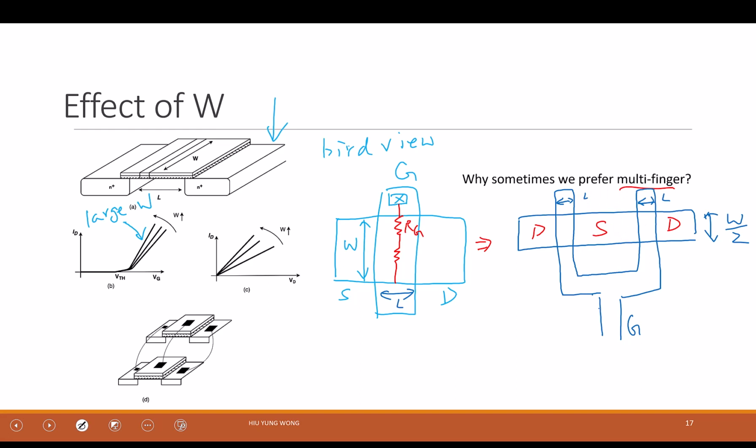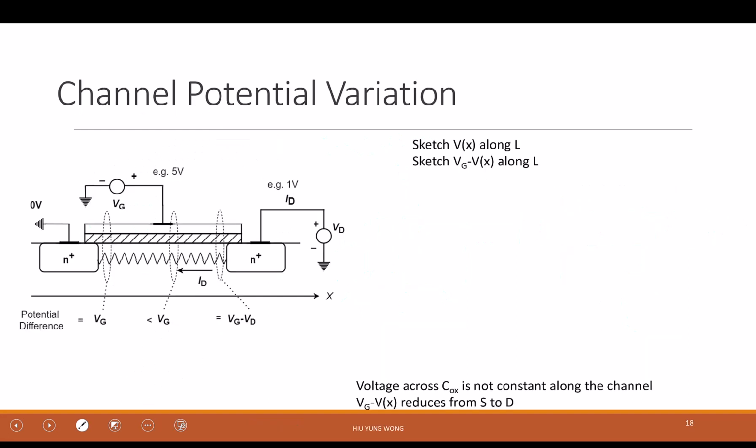And then what happens? The resistance will be reduced by half, and then the speed will increase by 4 times. Of course, we have overhead. We won't go into details, but you see this is the multi-finger layout. You might deal with this in the future. Okay, good. So we are actually pretty good with the transistor already.